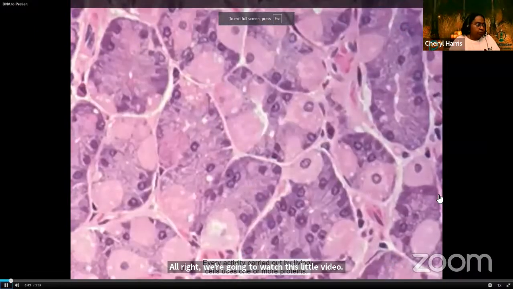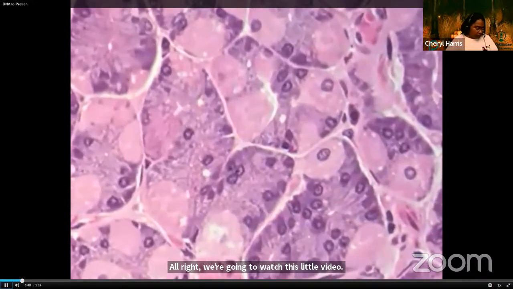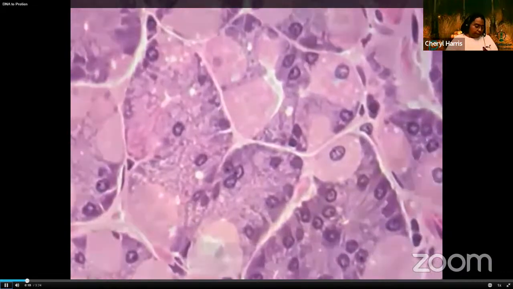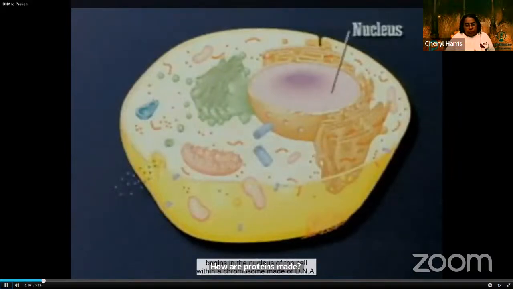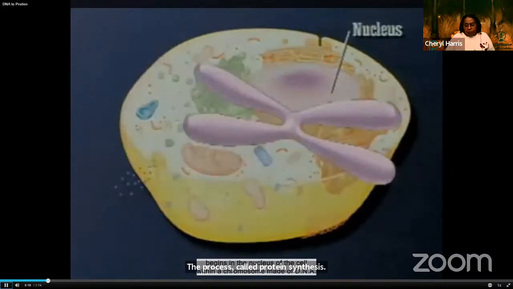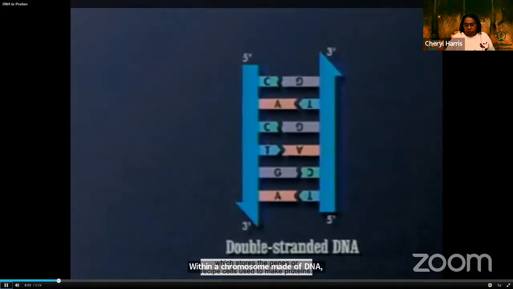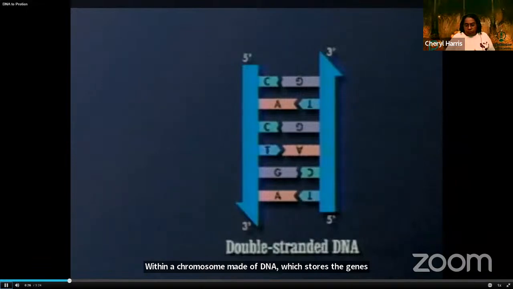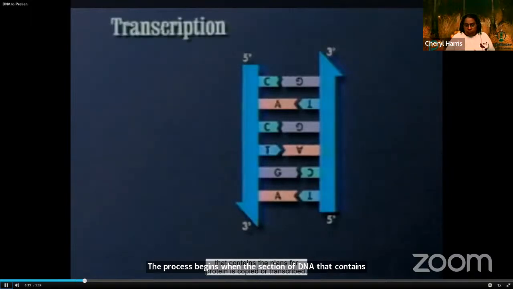Every activity carried out by living cells uses one or more proteins. How are proteins made? The process called protein synthesis begins in the nucleus of a cell within a chromosome made of DNA, which stores the genes or recipe cells use to make proteins. The process begins when the section of DNA that contains the plans for a protein is copied or transcribed.